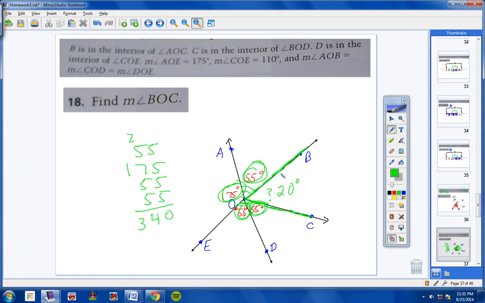All right. Now I might have added incorrectly. Let me check my work again real quick, because the book is saying 10 degrees. So hold on one second. 175, 55, 55, 55. Let's see. Find the measure of angle BOC.